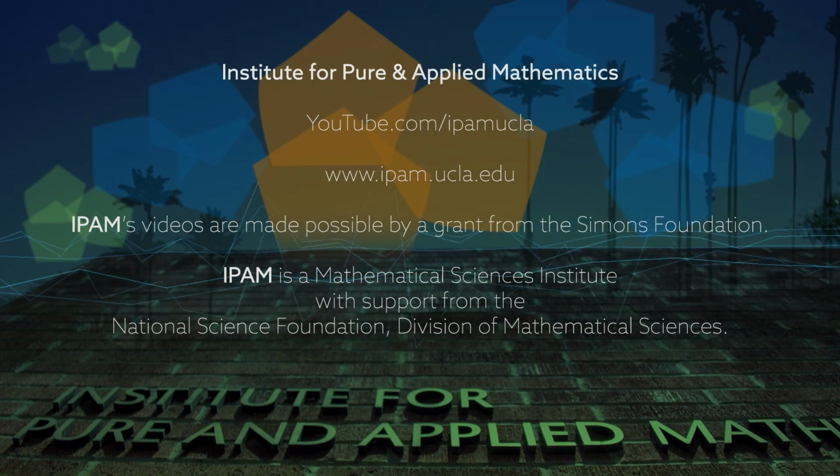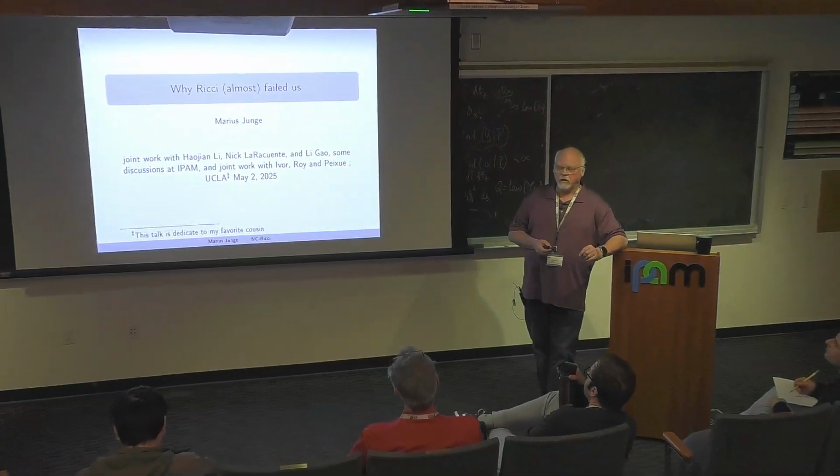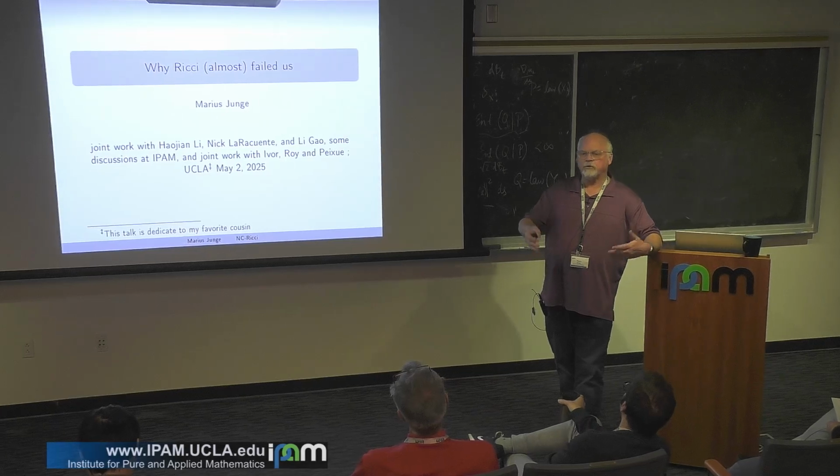So I want to talk about Ricci curvature. Essentially, we wanted to prove these entropy decay estimates, right? Log-Sobolev inequalities. That's what we wanted to do.